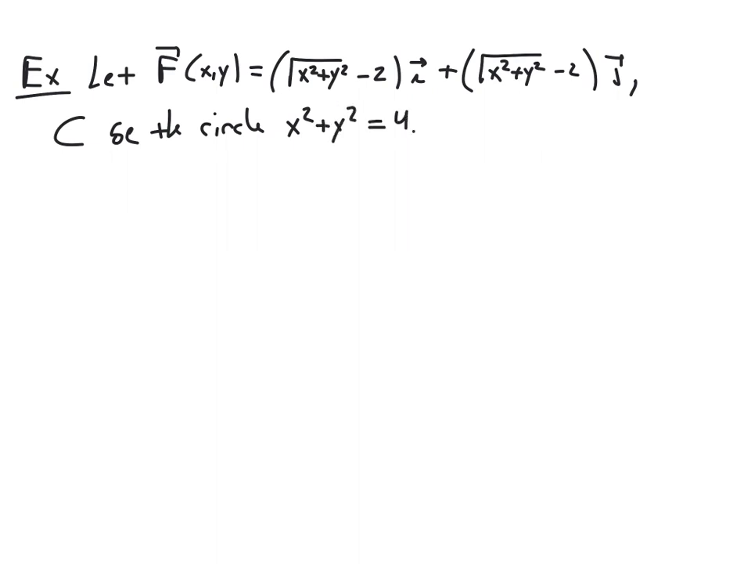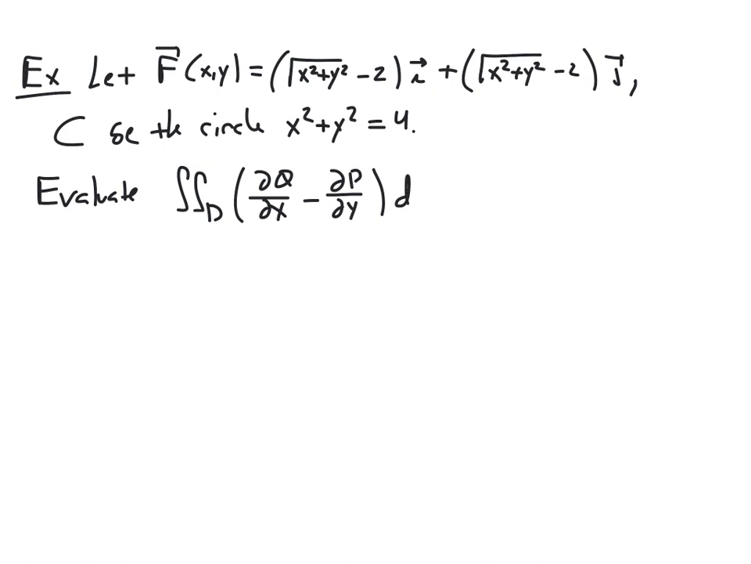So we have our vector field F, we have our curve C, and I'm assuming that C is oriented positively, and it's of course a closed simple curve by the nature of a circle. And what we want to do here is evaluate the double integral over D, the interior of the circle, of the function del Q del x minus del P del y, all dA.